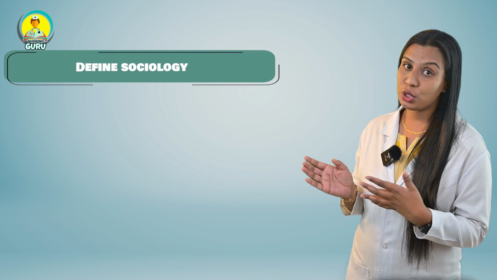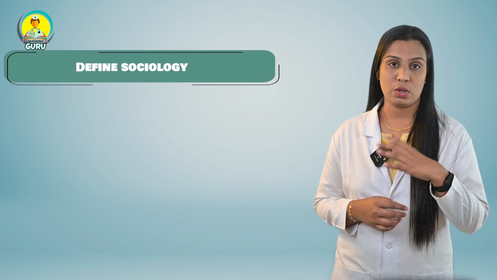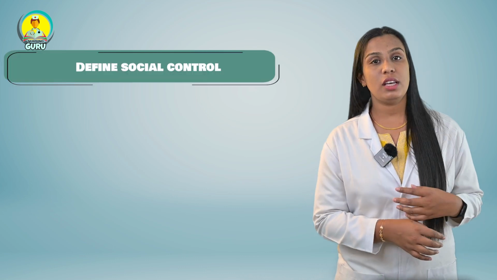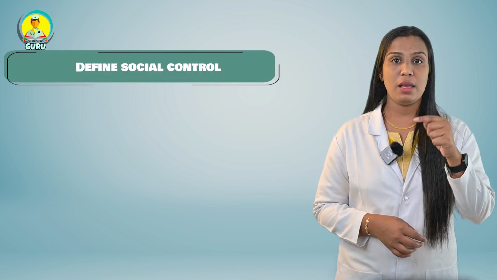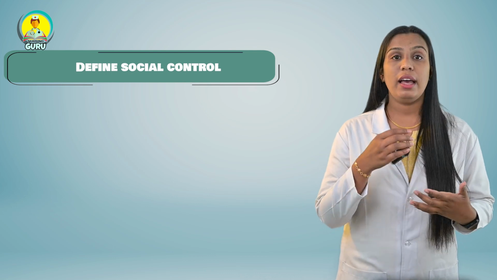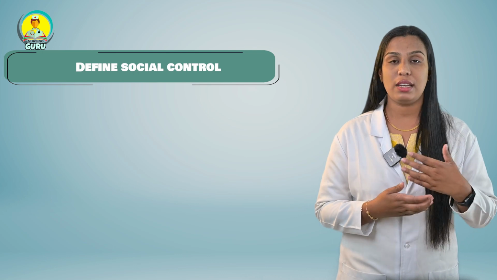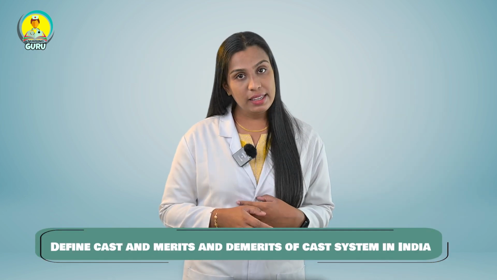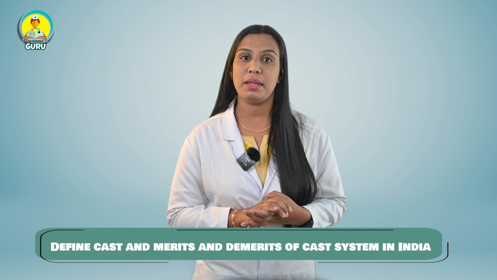Next is define sociology and importance of sociology in nursing, or otherwise scope of sociology. Okay, so we can move to the next question, that is define social control and explain the importance of social control, and along with that one more question you may get, that is discuss the means of social control. Next is define caste and the merits and demerits of caste system in India.